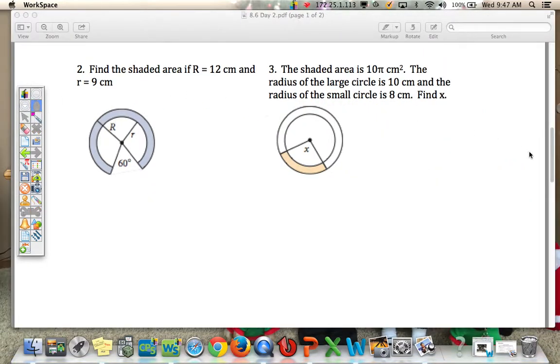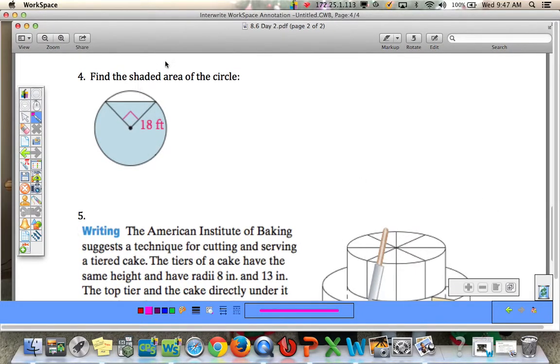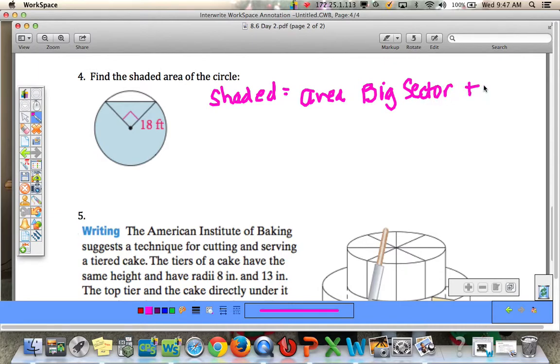Okay. Two left that we'll try. Find the area of the shaded circle. So the strategy for this: the shaded area equals area of the big sector plus area of the triangle. So the big sector is this part right here. There's the big sector. Plus, we're adding the area of the triangle. That's our goal. That'll be the area of the shaded region.